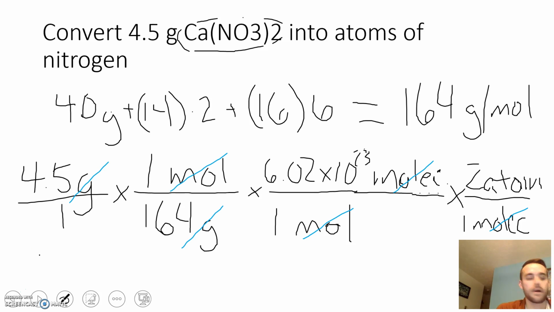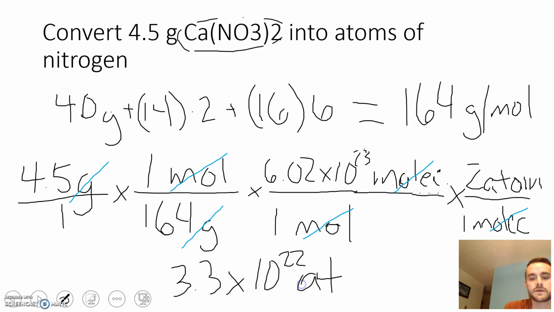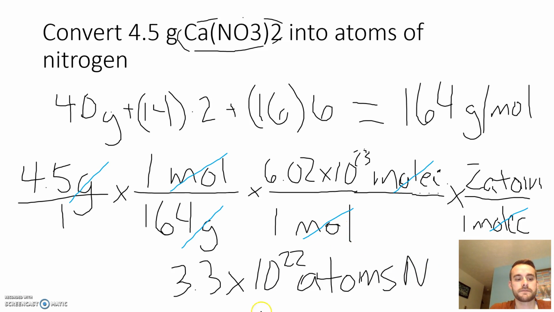When you multiply that all the way through, you should get 3.3 times 10 to the 22nd, and the unit will be atoms of nitrogen. Okay? Awesome.